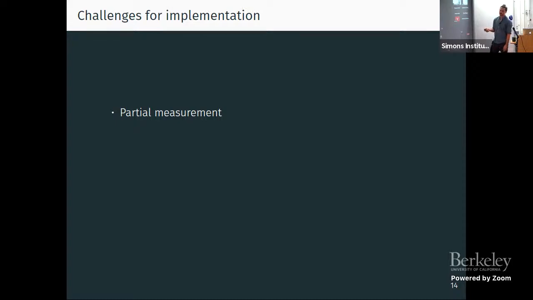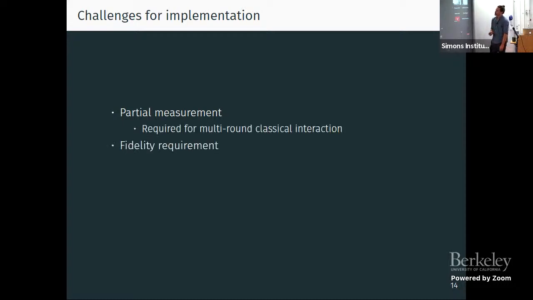So one is partial measurement, right? If you're going to do an interactive proof and you're sending classical data, you have to make some measurement in the middle, send it over, and then wait for a new response, and then do the next thing.